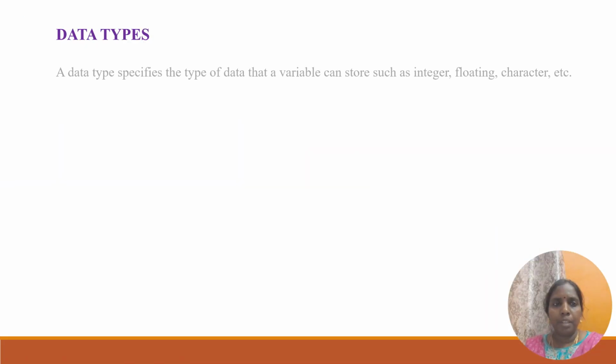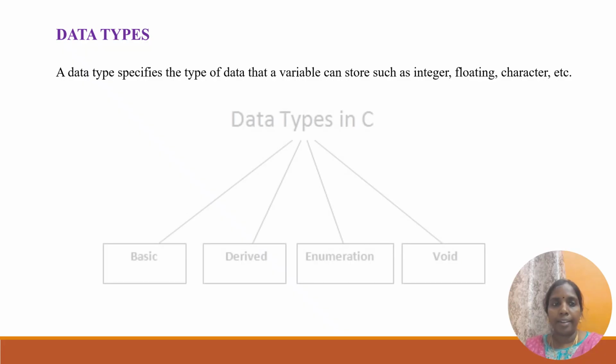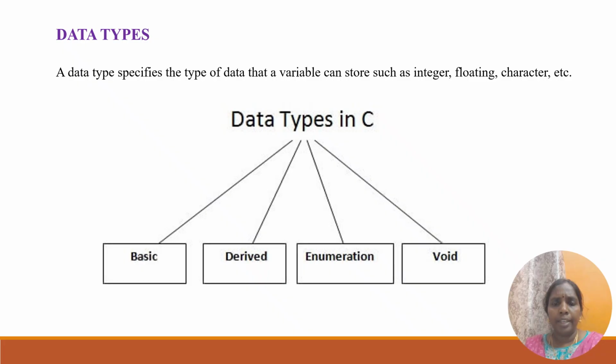So data types. What is a data type? It specifies the type of data that a variable can store, such as an integer, a floating point number, or a character. The data types are classified into different types. They are basic, derived, enumeration, and void.